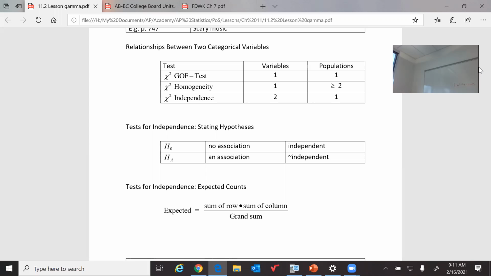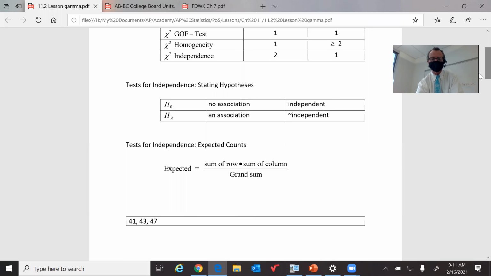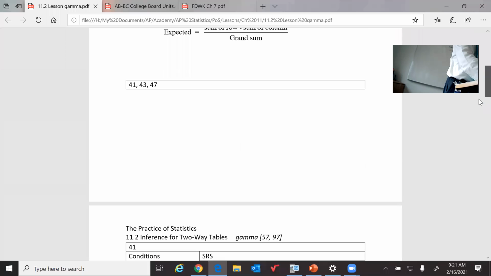So the null is no association or independent. The alternate is there is an association, tilde means not independent, and that's where the expected value comes from. So we're going to go here. We're going to pause the video and send you to three questions. 41.